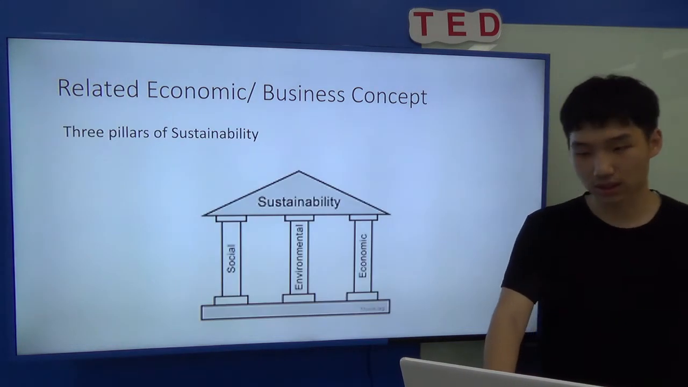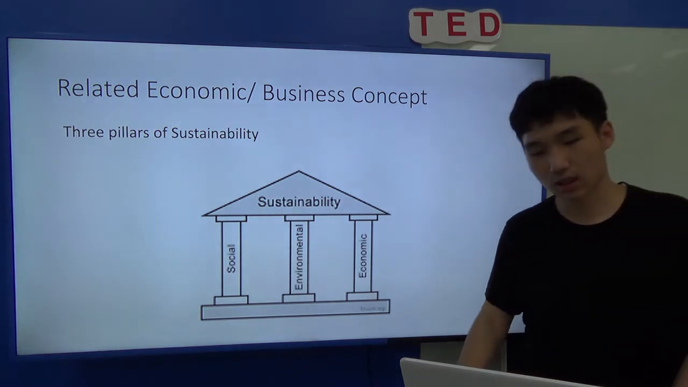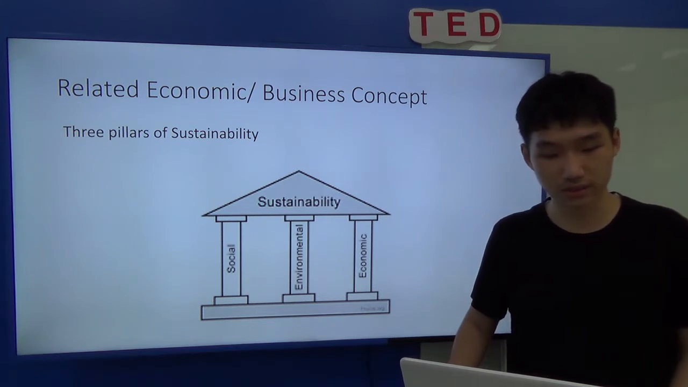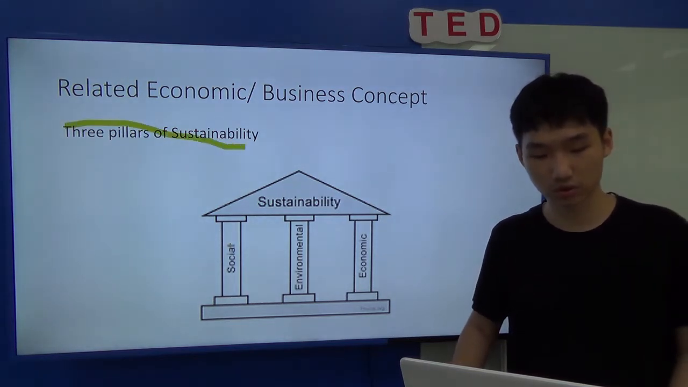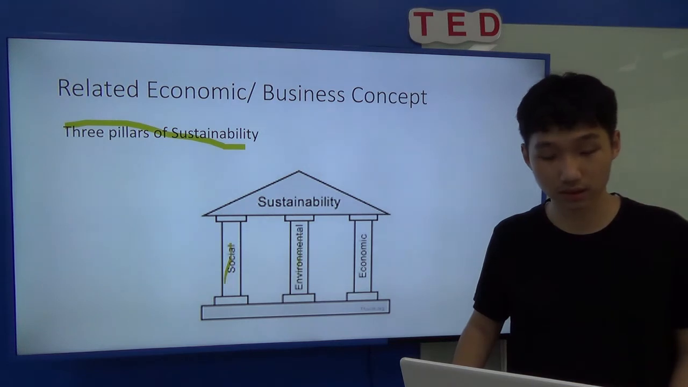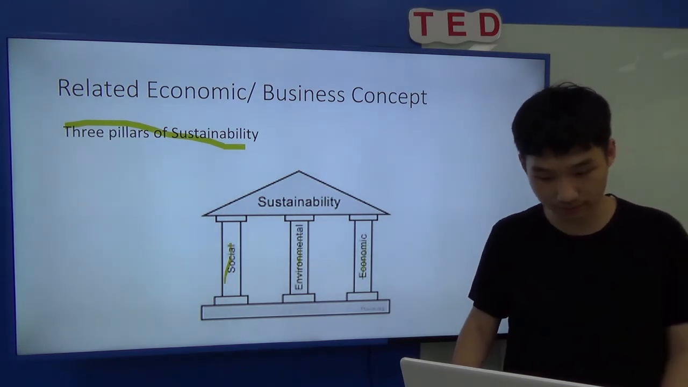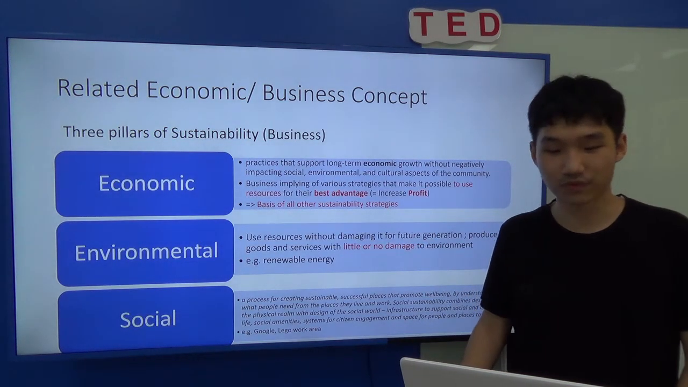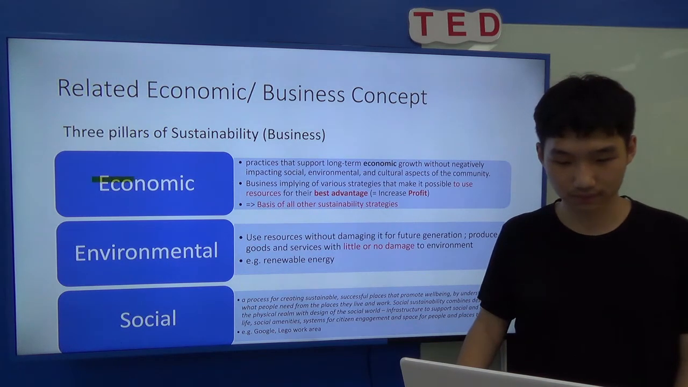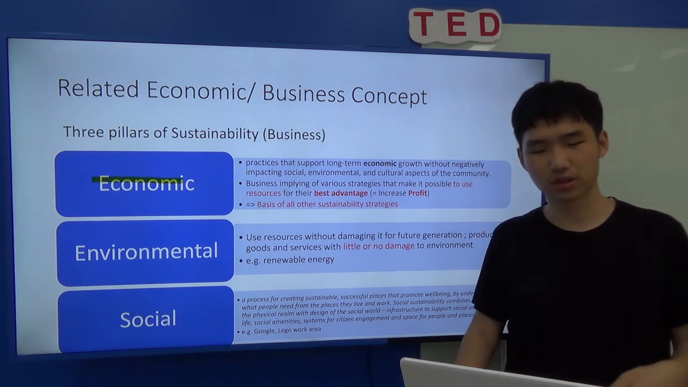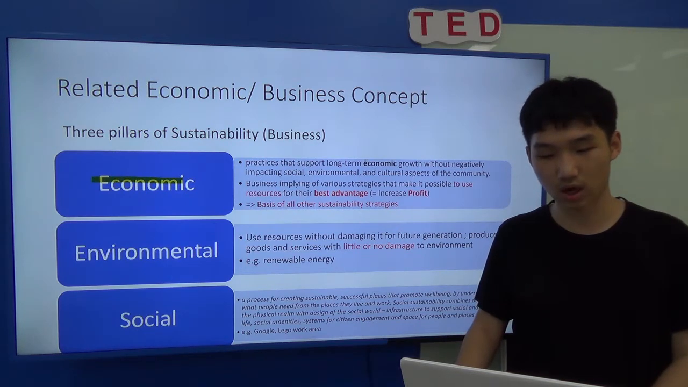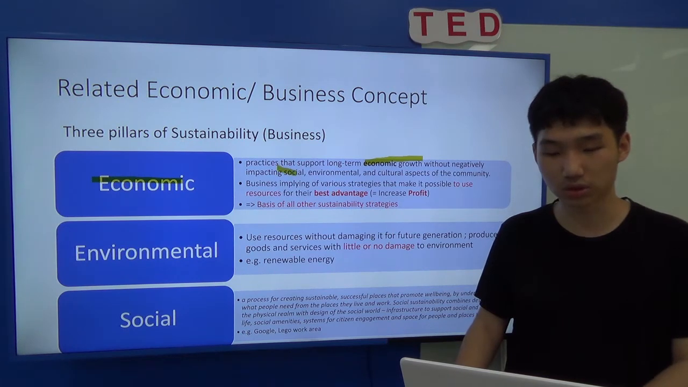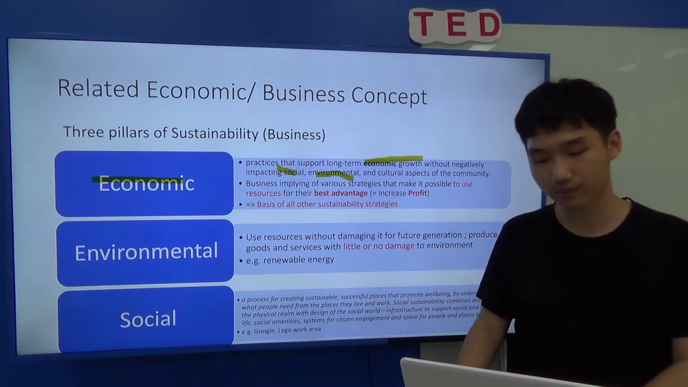This is the economics part, and now is about the business part. For sustainability, the most relevant part in business will be the 3 pillars of sustainability, which consists of social sustainability, environmental sustainability, and economic sustainability. So, it's a long explanation, but first, economic sustainability. Economic sustainability by definition is practices that support long-term economic growth of a business without negatively impacting the social, environmental, cultural aspect of the community.